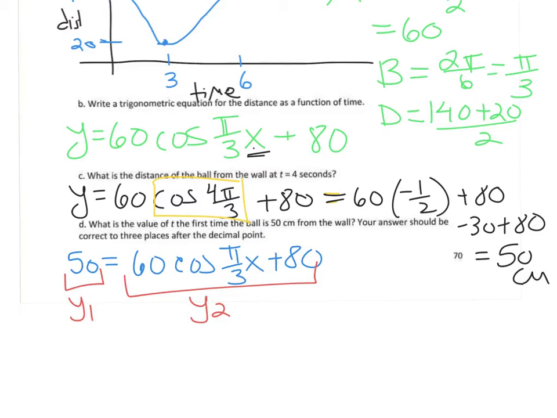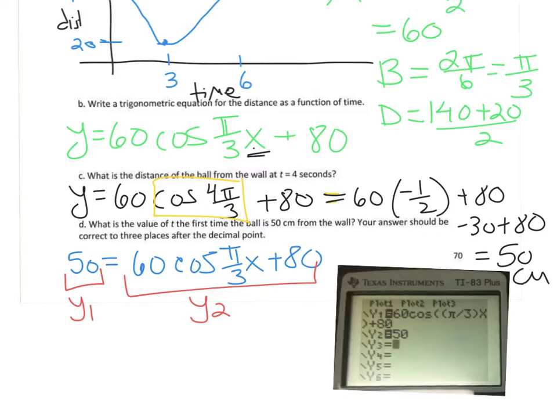And I'm going to insert a picture of my calculator here so you can see how I typed this. You have to make sure you're in radian mode because of the pi over 3. Okay, so there is how I typed the y1 and the y2 in the calculator. I make sure to do all those parentheses for the cosine part so that the calculator knows I want the pi over 3 and the x inside the cosine function.